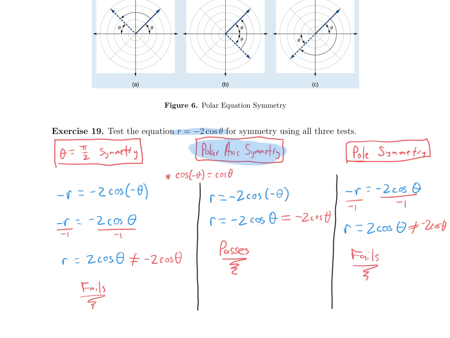So there's only polar axis symmetry in this problem. And once again, you can look at Desmos to verify that. If you type this into desmos.com, you will see that the graph does have x-axis symmetry, polar axis symmetry. Okay, let's move on to the next page.